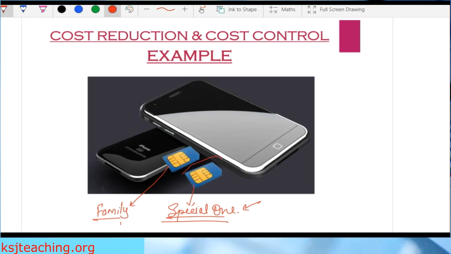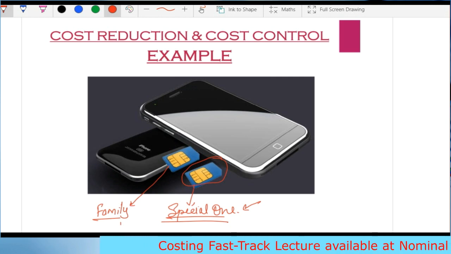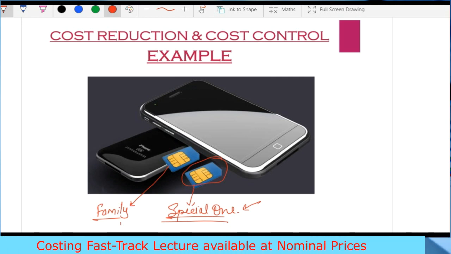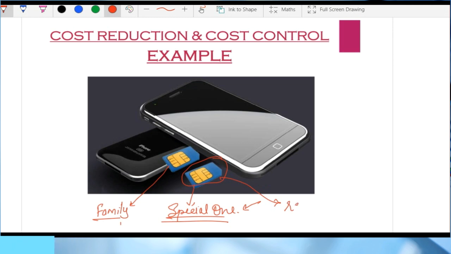Now this SIM becomes redundant. Do you need this SIM now? This SIM was specially for only the special one. Even the family didn't know that you were having this SIM. Wow, sir. Interesting. Now the SIM becomes what? The SIM becomes redundant. You don't need this SIM.